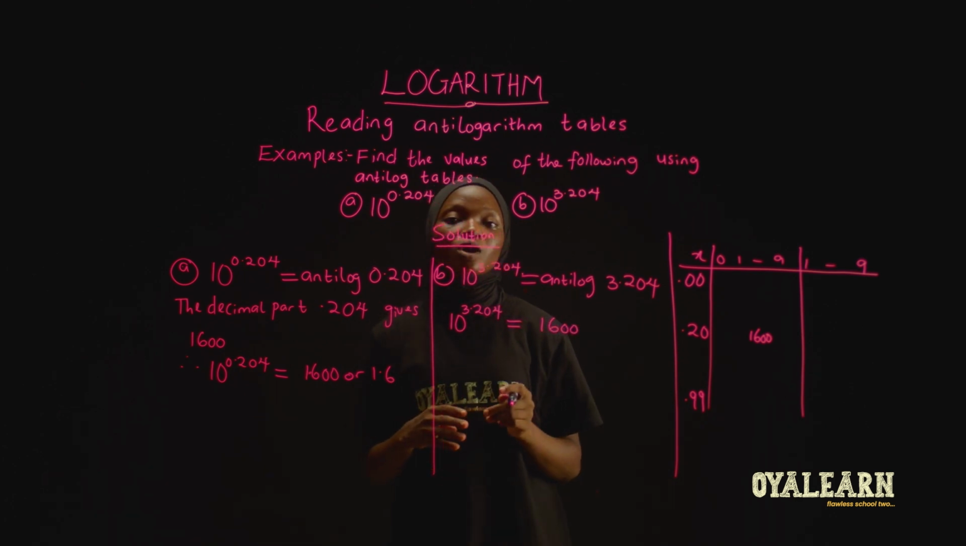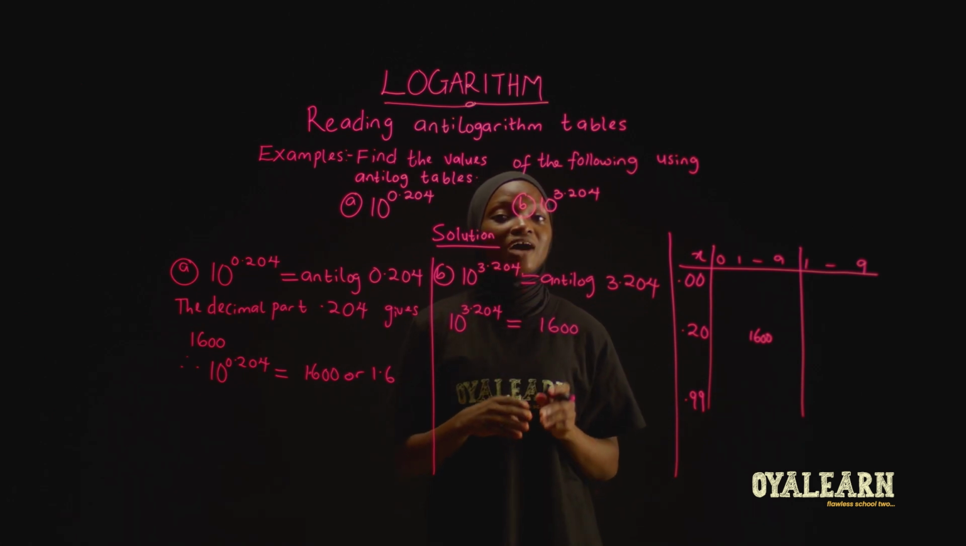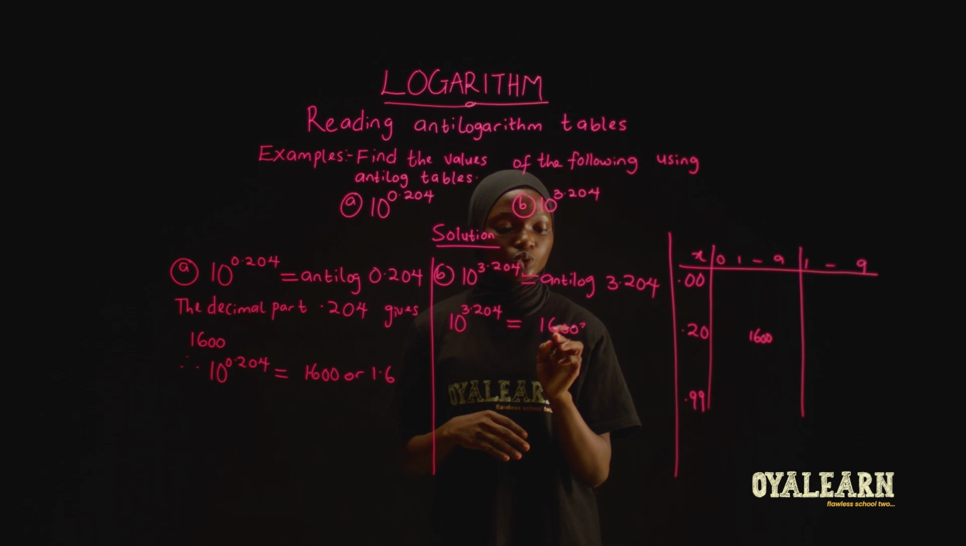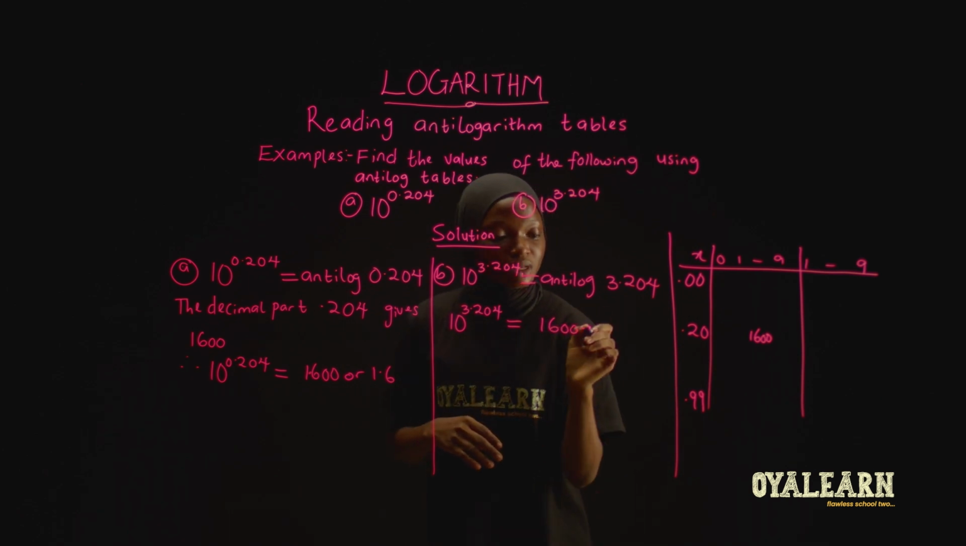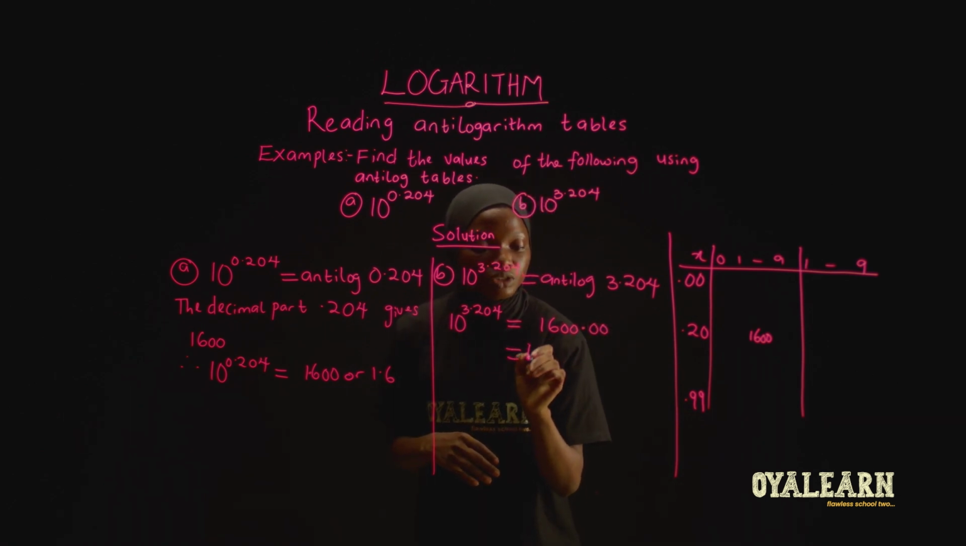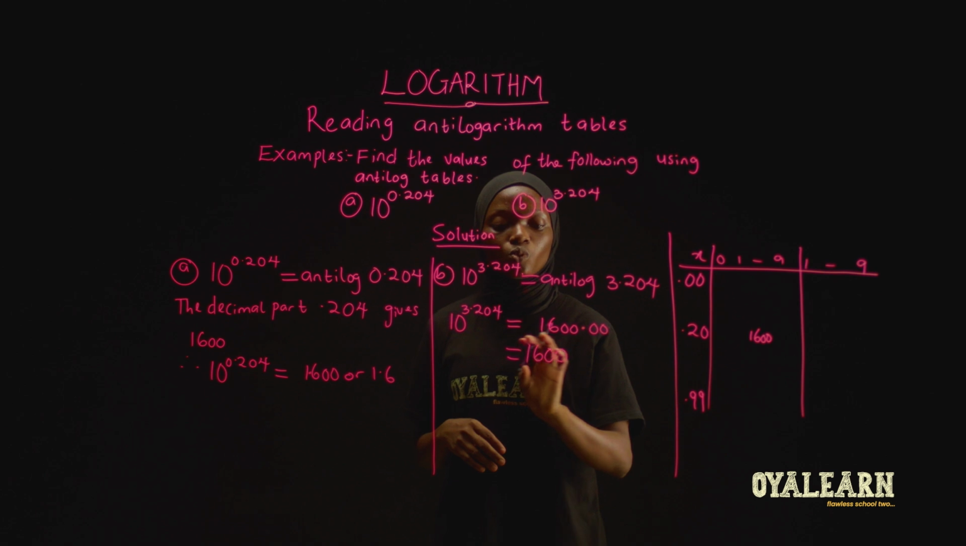And to determine where our decimal point is going to be, we have 3 as this integer. That means our decimal point will be after the first 4 digits. 1, 2, 3, 4. So the decimal point is going to be here. Then we can have 0, 0 here, which is the same thing as having just 1600. That is, 10 raised to the power of 3.204 will give us 1600.